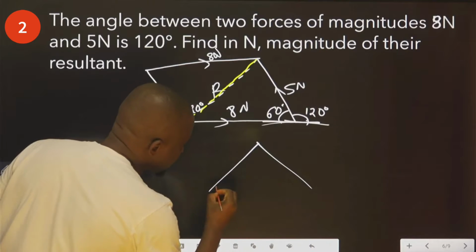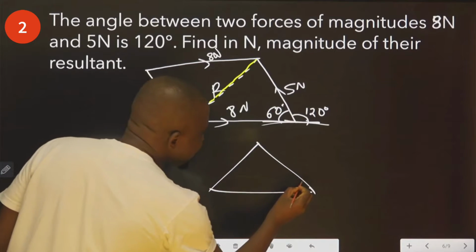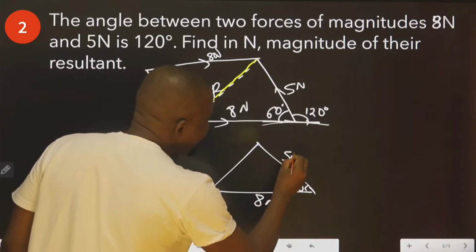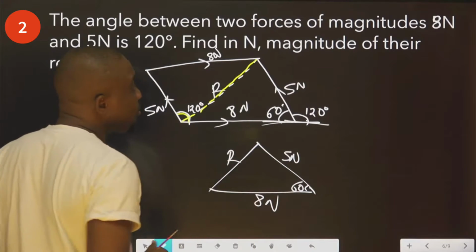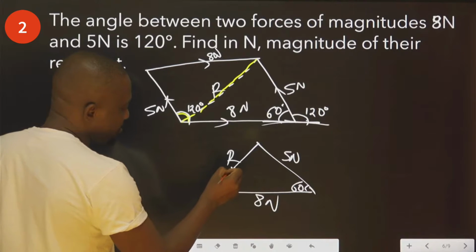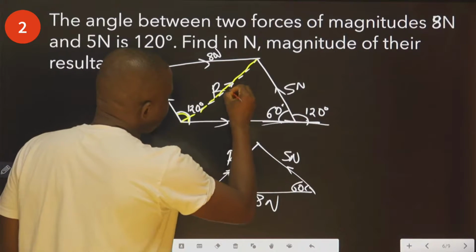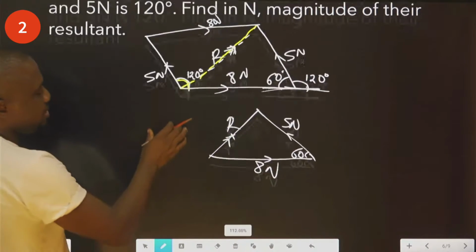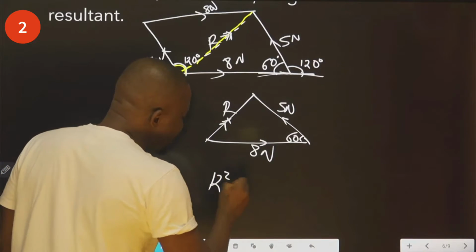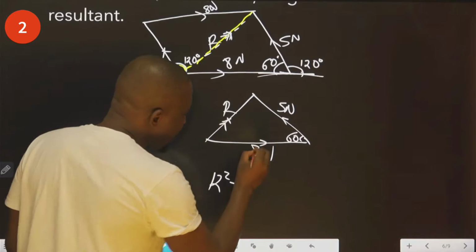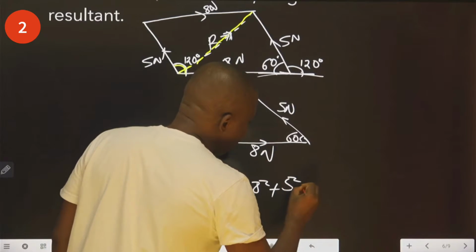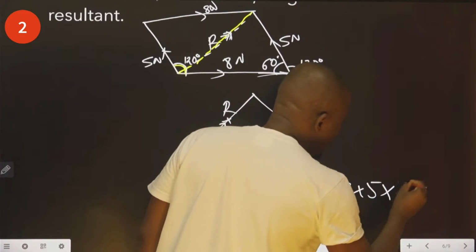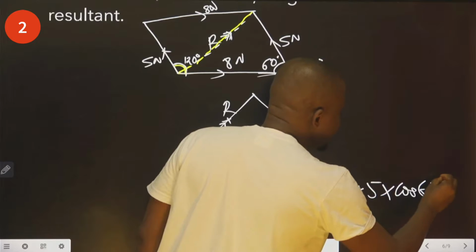We need something that is facing it, so that at the end of the day, we are going to draw something like this. What is this? Here is 8. Here is 5. Here is the R. Okay? This is the R. To get R now, we say R squared is equal to, using the cosine rule, 8 squared plus 5 squared minus 2 multiplied by 8 multiplied by 5 cos 60 degrees.